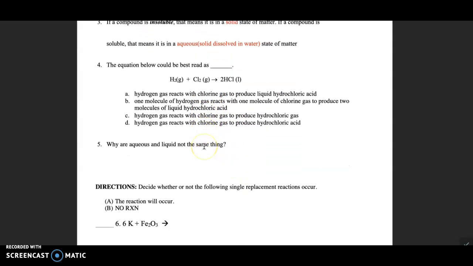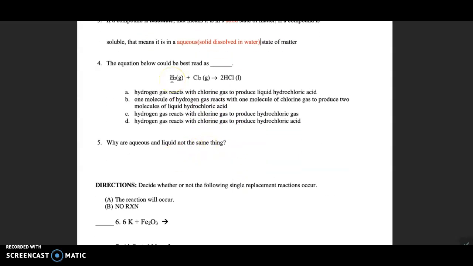So number 4, what could this be best read as? So the most specific is best. That would be letter B. 1 molecule of hydrogen gas reacts with 1 molecule of chlorine gas to produce 2 molecules of liquid hydrochloric acid. Makes note of the state of matter symbols, how many molecules are in it, and so forth.